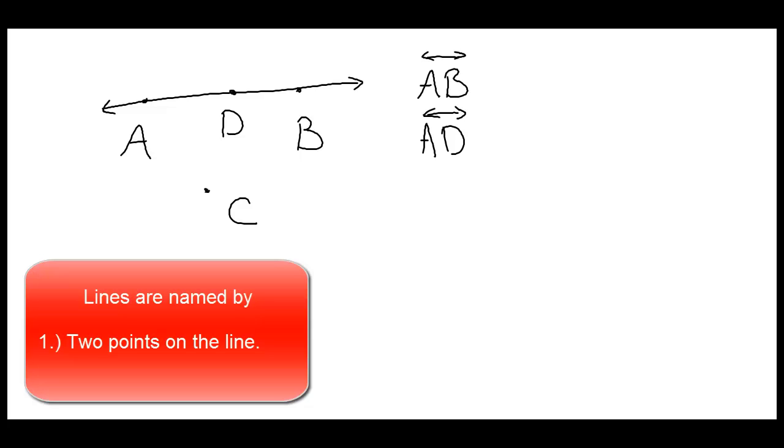There's a second way they used to name a line. The first way was using 2 points on the line. The second way is using a lowercase italicized letter outside of the line. So in this particular case, I could also call this line L.